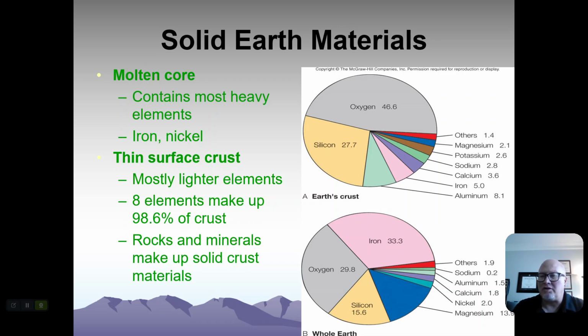And if we look at the whole Earth, which includes the mantle and the core, now we start to see that iron is the most common element, and then oxygen and silicon.